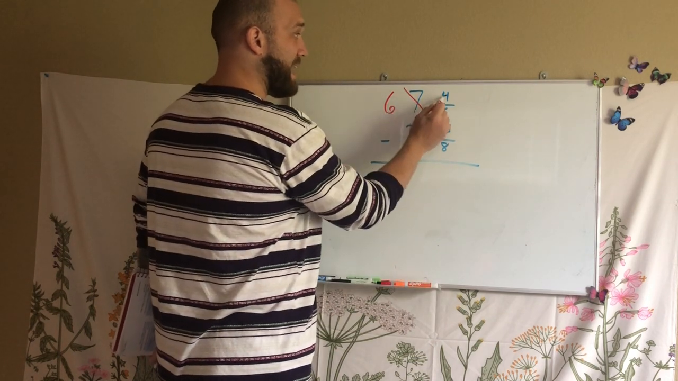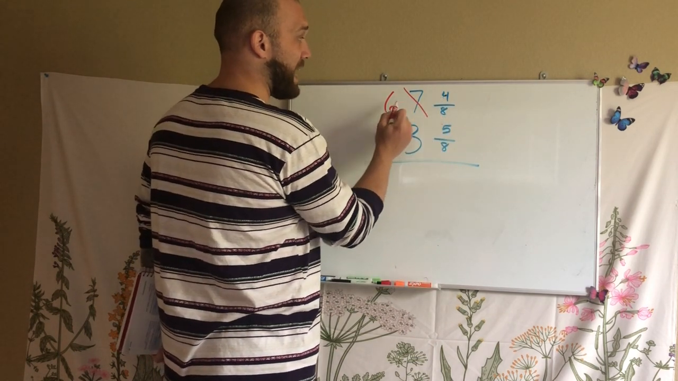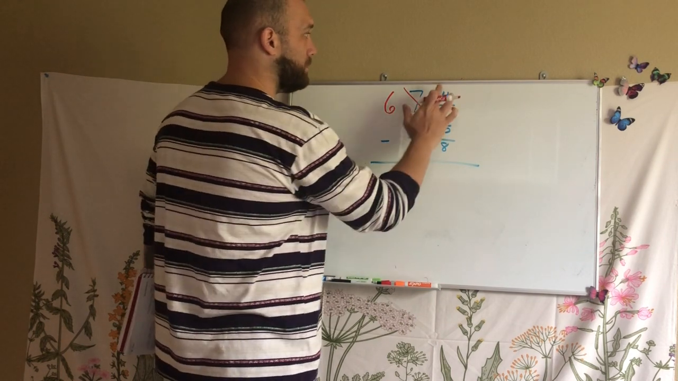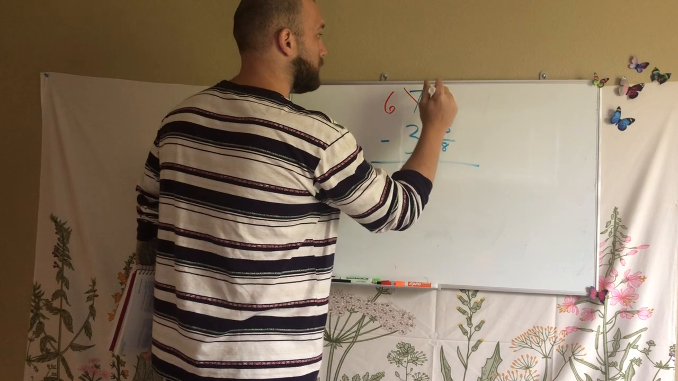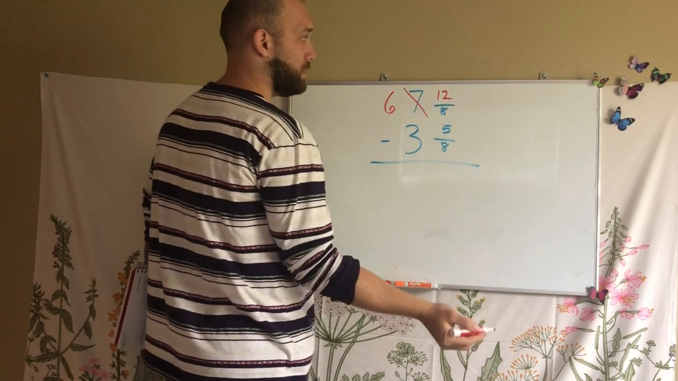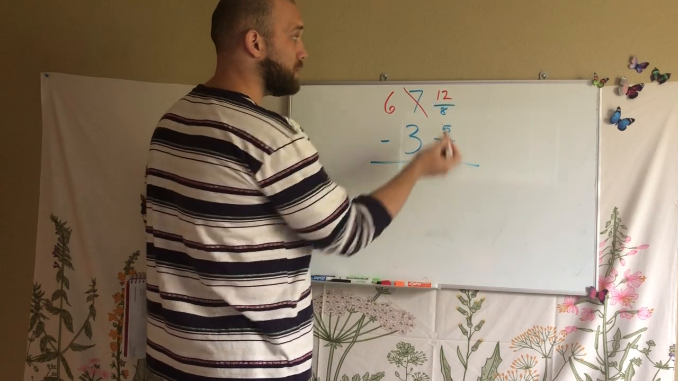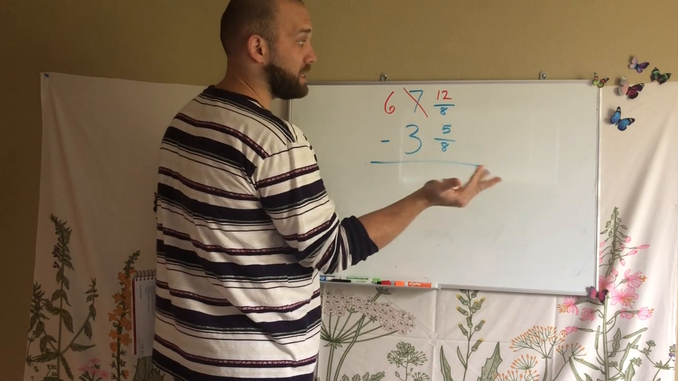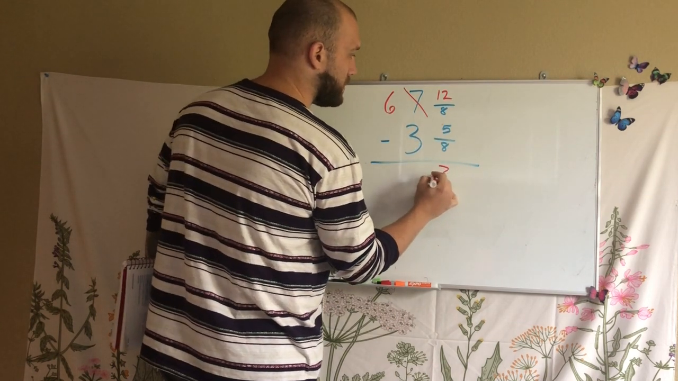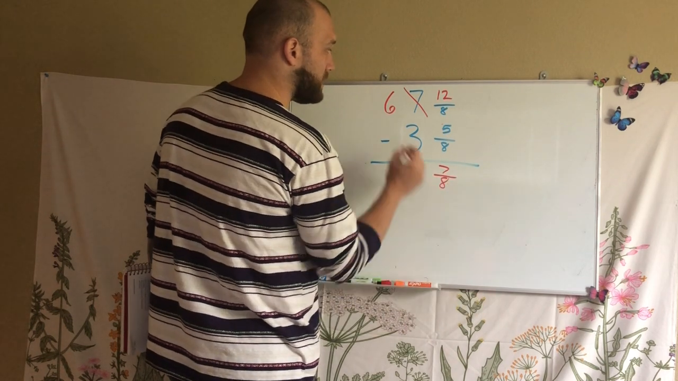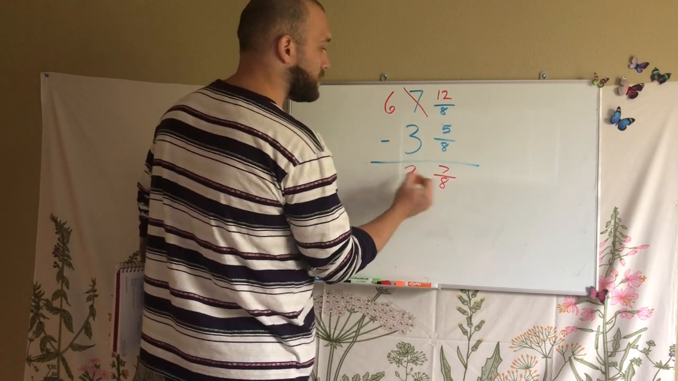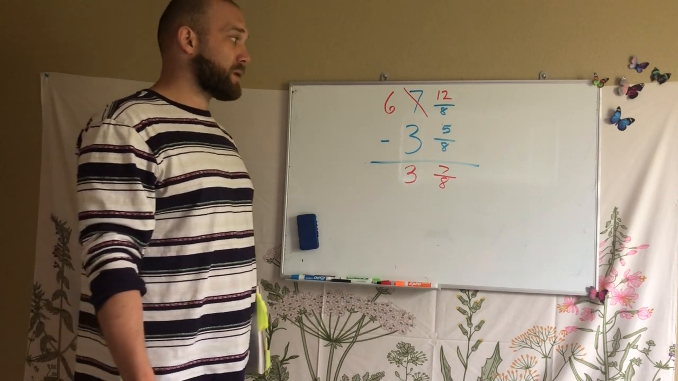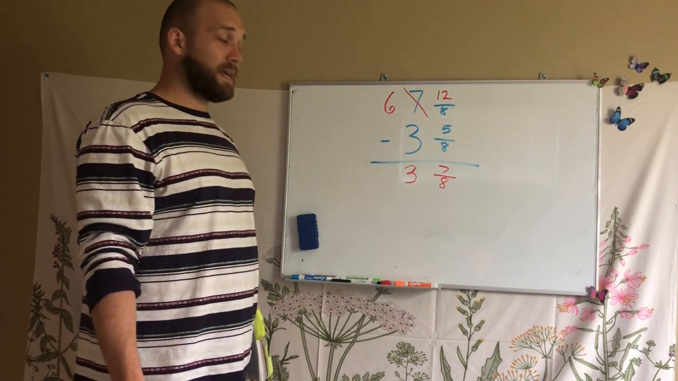So I'm adding 8, because it's my denominator, I'm adding 8 over 8 over here. What's 8 plus 4? 12. So this will become 12. Now I can work the problem. 12 minus 5, 12, 11, 10, 9, 8, 7, using my fingers. 7/8 and 6 minus 3 is 3. So what is 7 and 4/8 minus 3 and 5/8? 3 and 7/8.